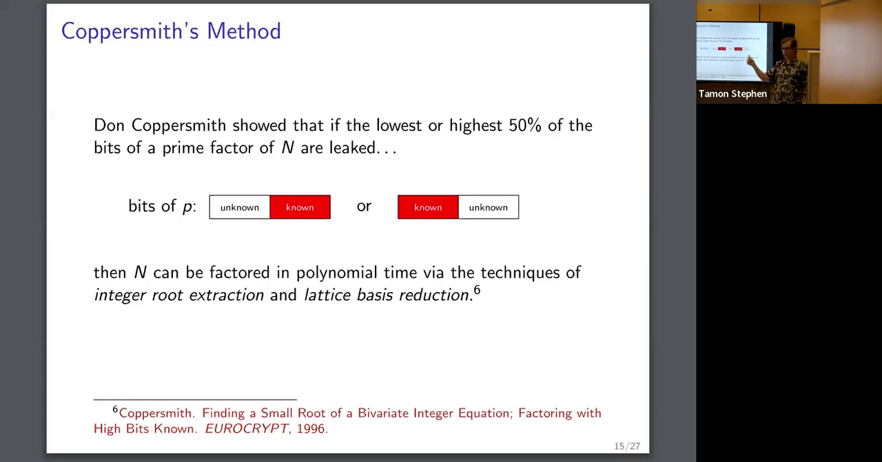It relies on integer root extraction: given a polynomial, find the integer roots, and lattice basis reduction. Who's seen lattice basis reduction? Anyone? Okay, so a couple people.